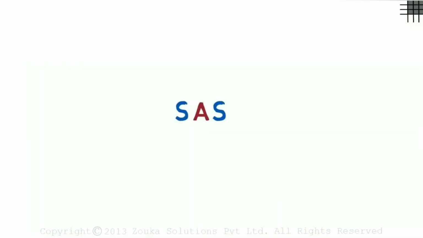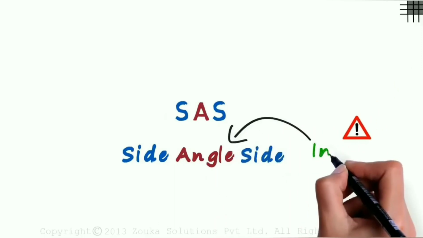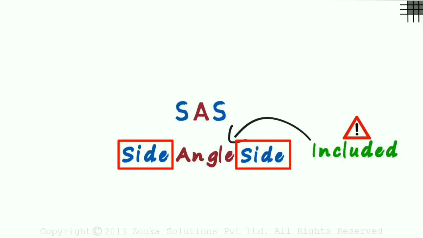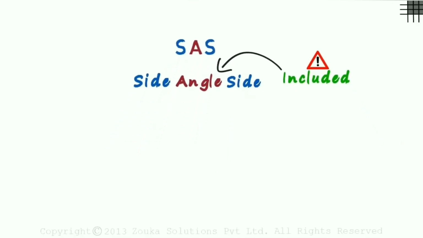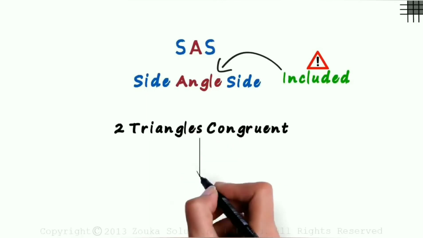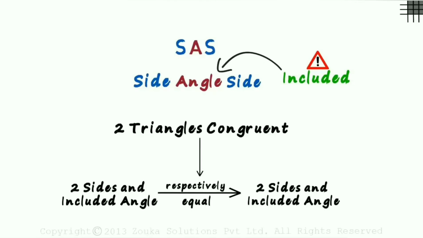As you would have already guessed, SAS means side, angle, side. But there's something important we need to know here: the angle must be included between the two sides given. We will understand what included means in a bit. First, let's understand what the condition tells us. It says that two triangles are congruent if two sides and the included angle of one triangle are respectively equal to the two sides and the included angle of the other triangle.